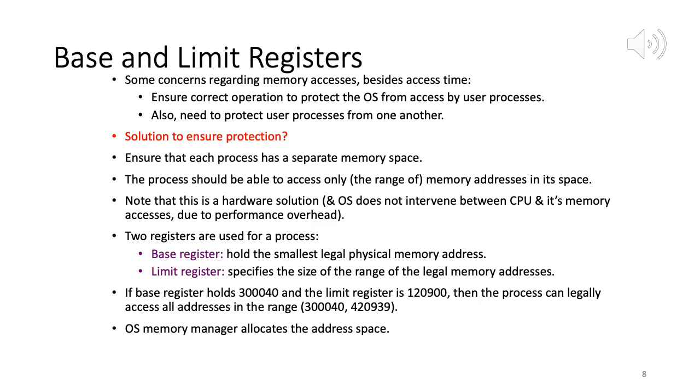So we need to ensure correct operation to protect the OS from access by user processes, number one, and also to protect user processes from one another. So there are two security issues. One is that user processes need to be protected from each other, which we just discussed. A user process cannot be allowed to access the address space of another process by default. So that is one thing, protecting user processes from one another.